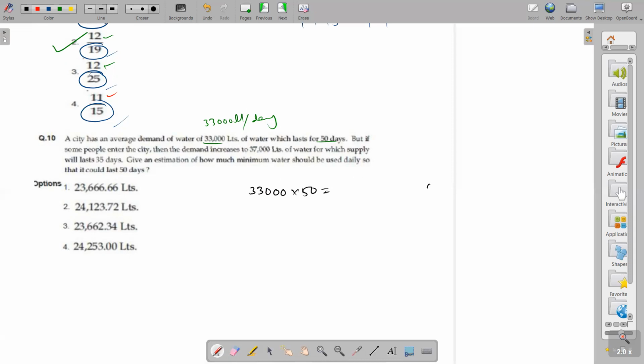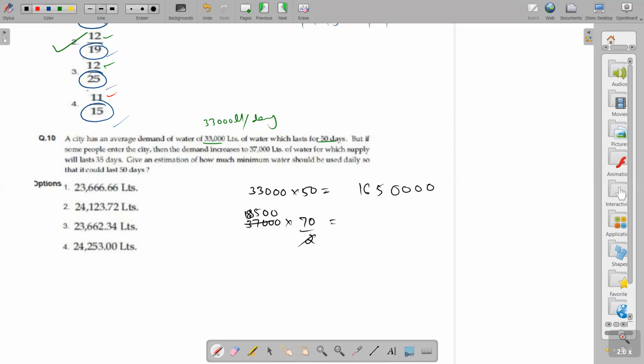Total demand will be 1, 2, 3, 4 zeros, 5 3s are 15, 165 and 4 zeros. And the demand in the next case, if some people enter, increases to 37,000 for 35 days. So we have to multiply this. Generally people will multiply; what I will do, I'll make 35 as 70 by 2. I'll cut this. 2 ones are 2, 2 8s are 16, 18,500.